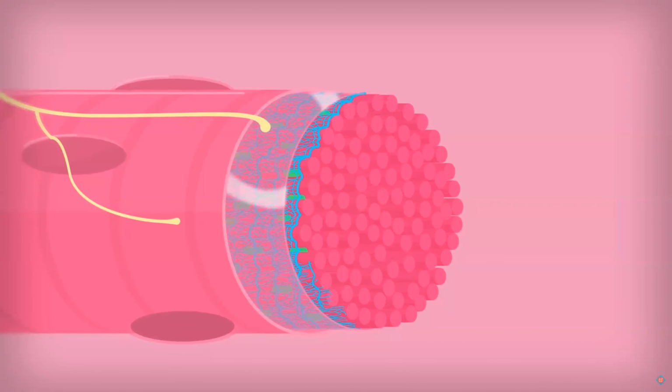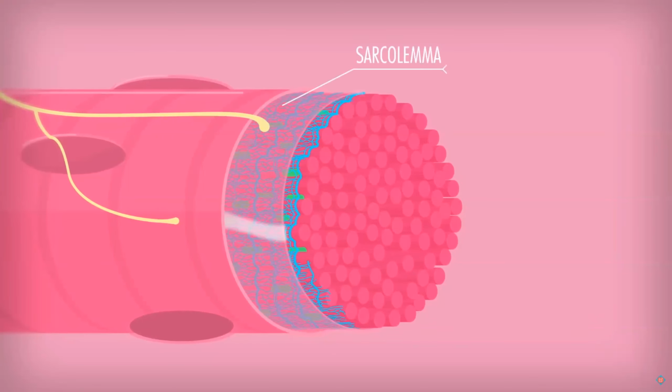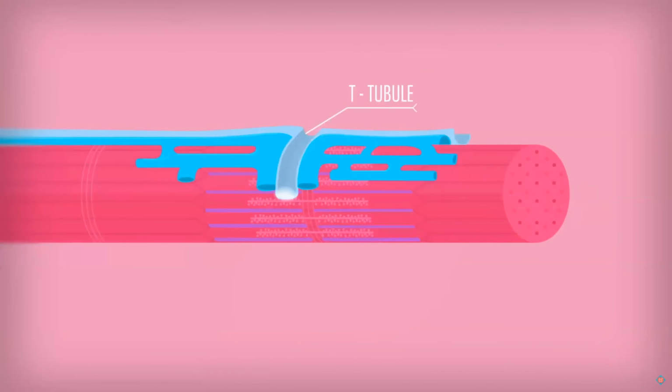Now I want to take a second and point out here that we're still talking about an action potential, but not in a neuron. This is happening in a muscle cell, people. So that action potential zips along a muscle cell's membrane, the sarcolemma, which has lots of tubes that run deep inside the cell called T-tubules.